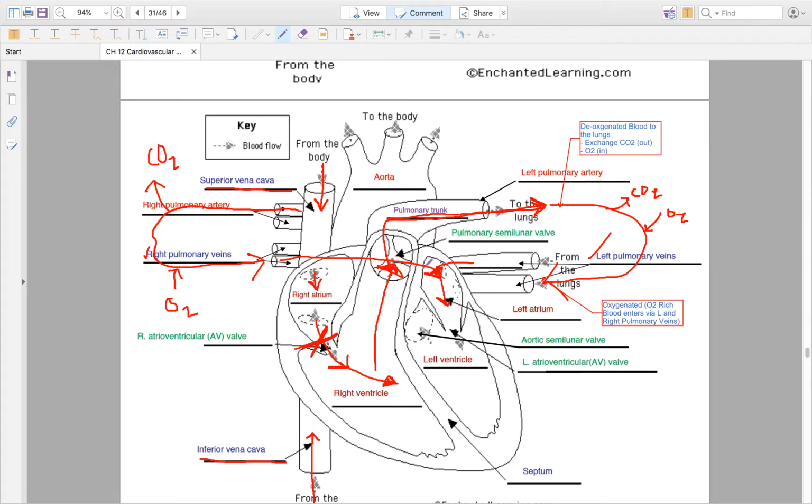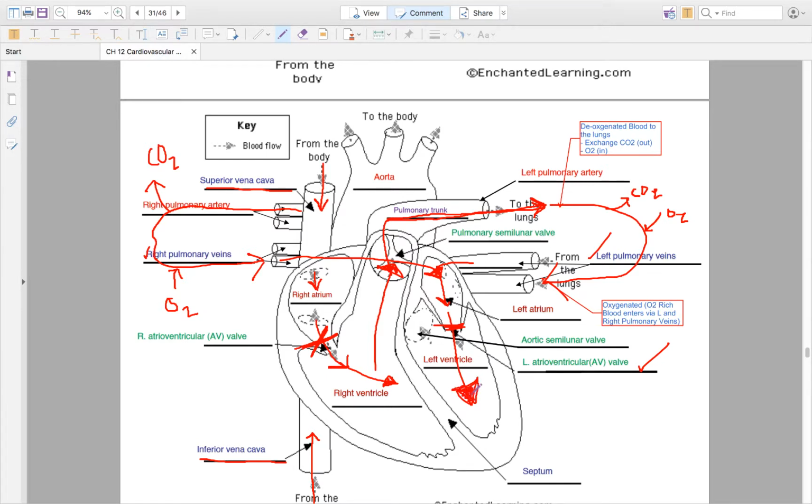Okay, so oxygen-rich blood will move from the left atrium into the left ventricle. However, when it does so, it has to cross the left AV valve, also known as the mitral valve. So that once it passes the valve, that valve will close it back up. Okay, and all of the blood now is in the left ventricle.